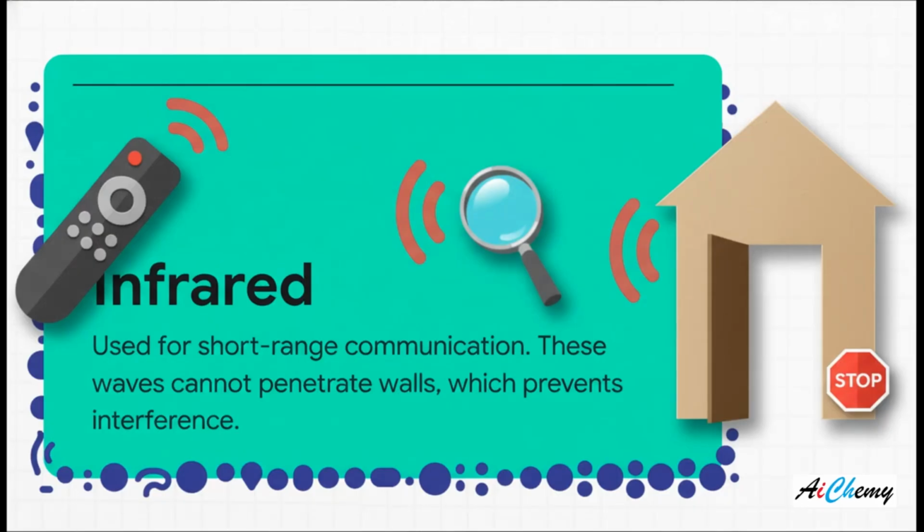And now for the shortest hop on the wireless journey, infrared. We use this every single day with our TV remotes. And its biggest weakness is actually its greatest strength. Infrared signals cannot go through walls. And that's a good thing. It means when you go to change your channel, you don't accidentally change your neighbor's channel too. It makes it perfect for secure, short-range communication that's contained to a single room.